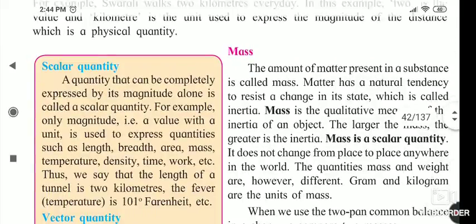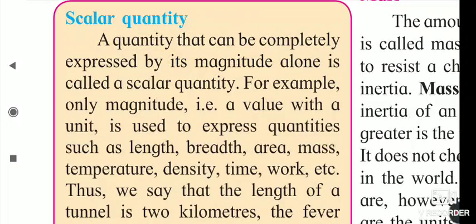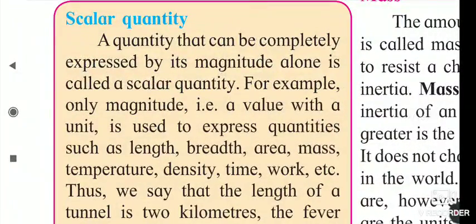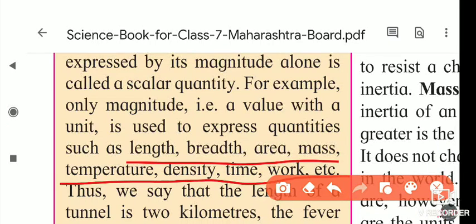In that way we use the value and its unit together. Next is the scalar quantity. First of all, we will understand what a scalar quantity is. A quantity that can be completely expressed by its magnitude alone is called a scalar quantity. For example, the value with unit is used to express quantities such as length, breadth, area, mass, temperature, density, time and work, etc.